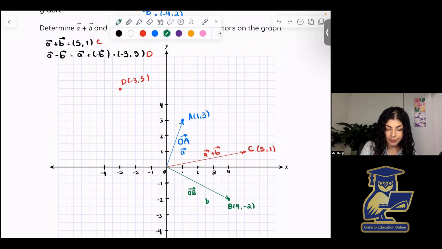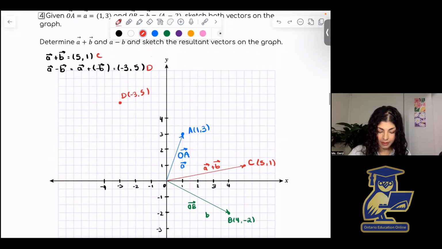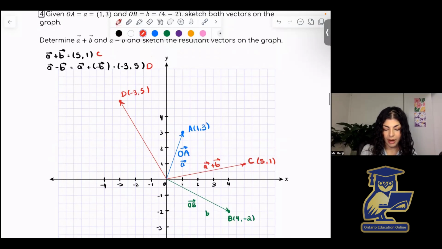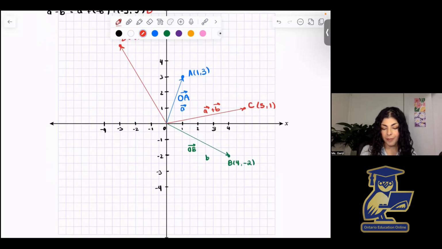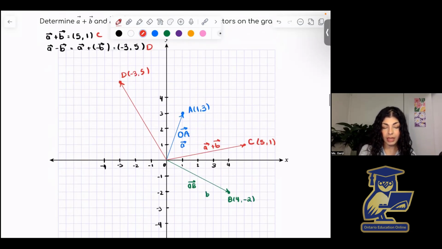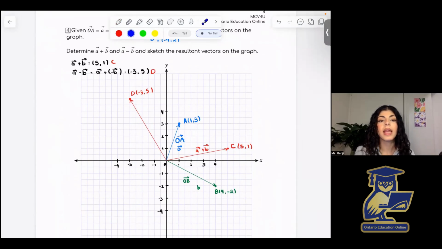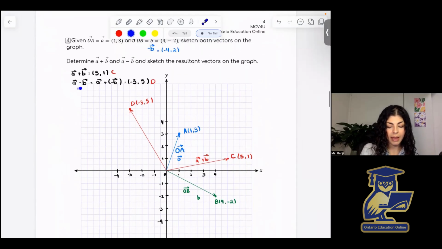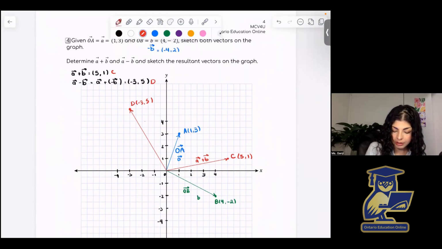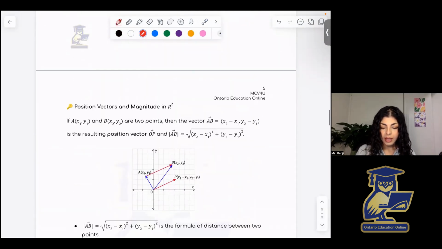And now here we have -3 and 5. And now this actually works out. And this actually works out too because we are going now in the opposite direction for B. So it would have been somewhere like here if we go opposite direction for B. And then that makes sense for our difference of A minus B. And then let me just label this. This would be A minus B. Okay, there we go.